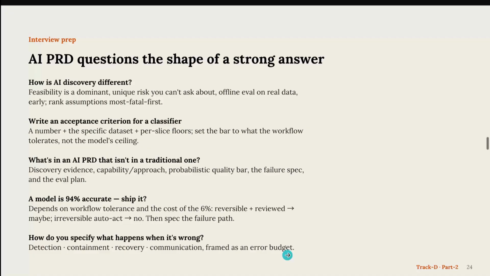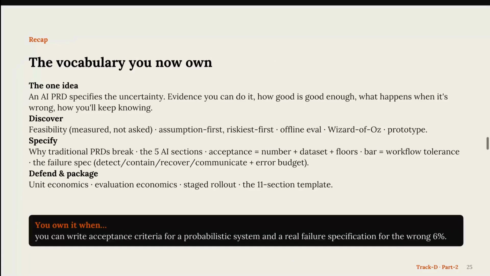One idea that we started with was that the AI PRD specifies the uncertainty. Evidence, we have to get it. We have to tell how good is good enough, and what happens when something goes wrong. How will we know? How will we communicate? How will we contain? What's the error budget?